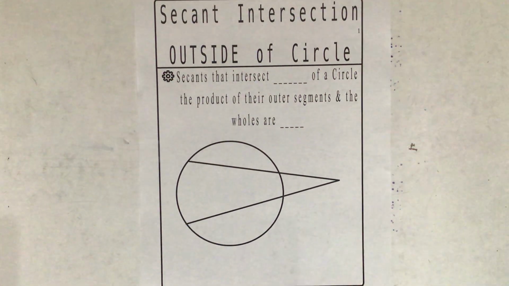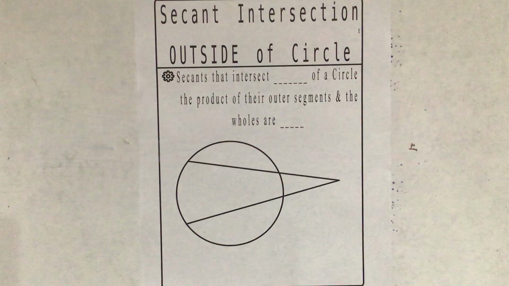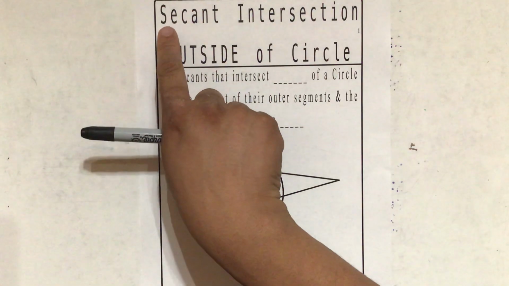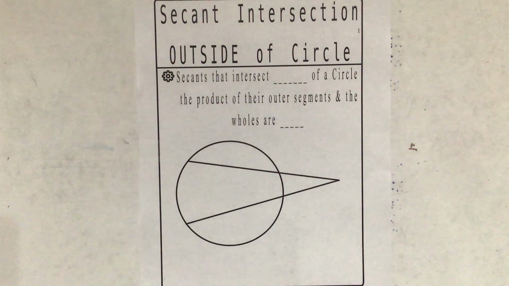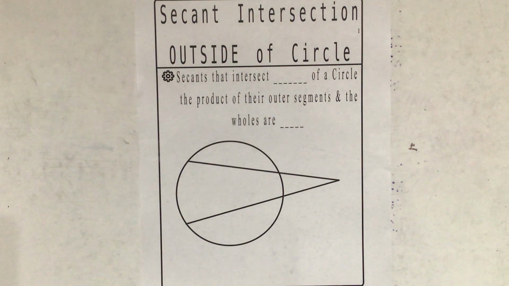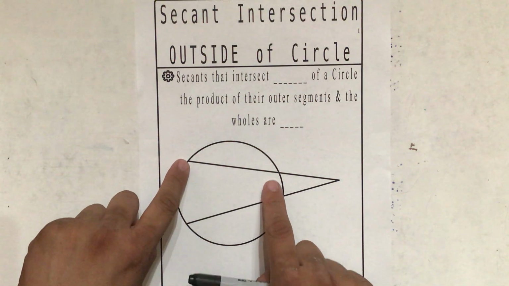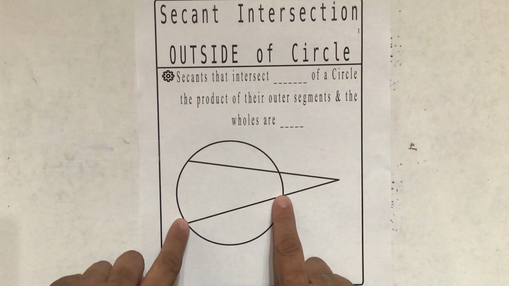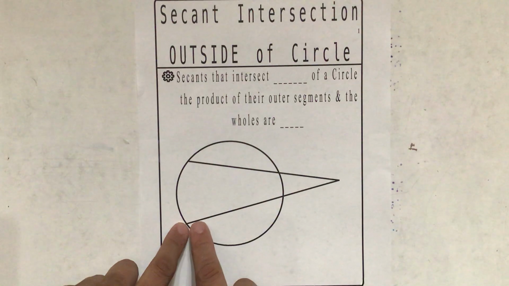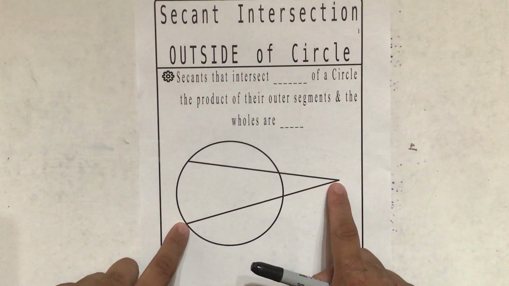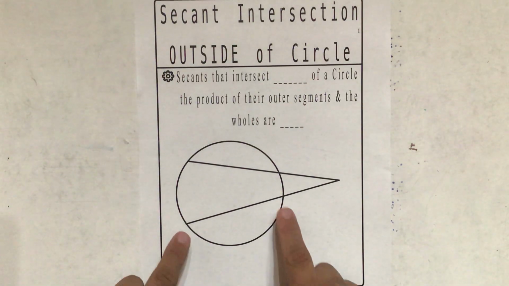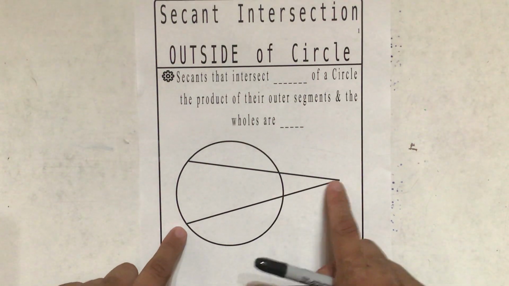All right, so today we are dealing with secant intersection outside of a circle. Now remember, secant, right? We talked last time how a chord is the part of a line that's inside the circle. So from here to here is a chord. From here to here is also a chord. But when the line goes beyond, outside the circle, it becomes a secant. So a chord is part of a secant.